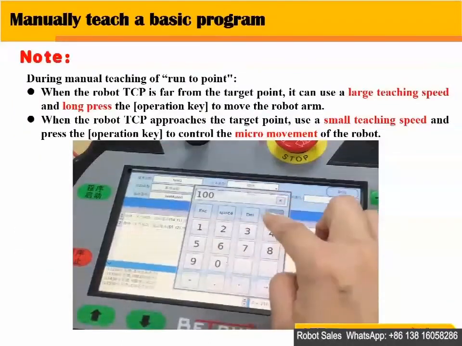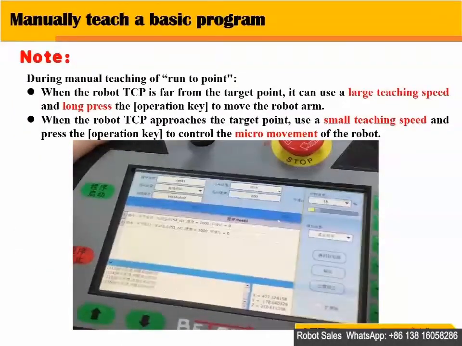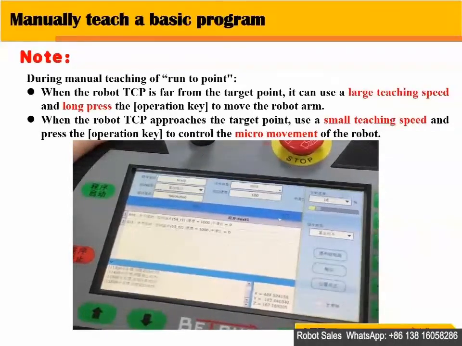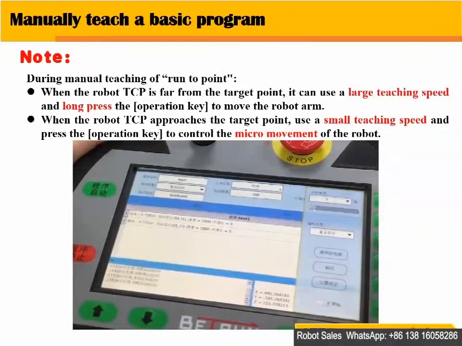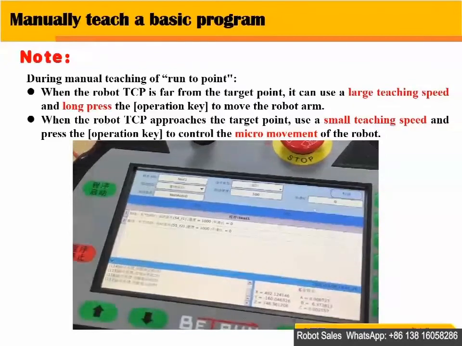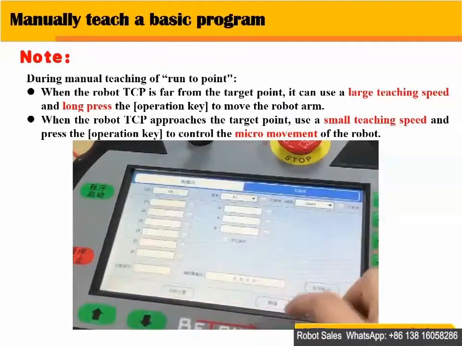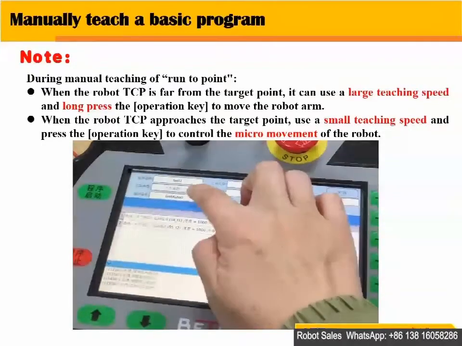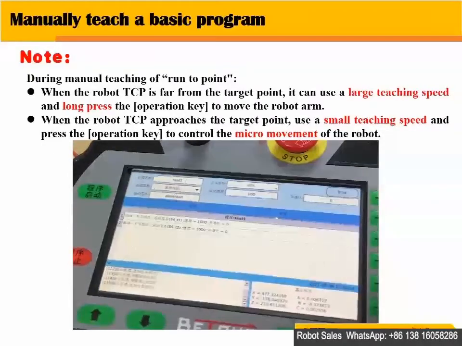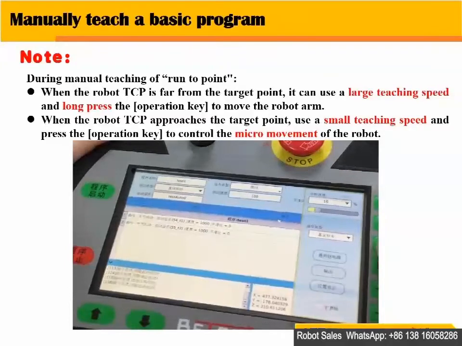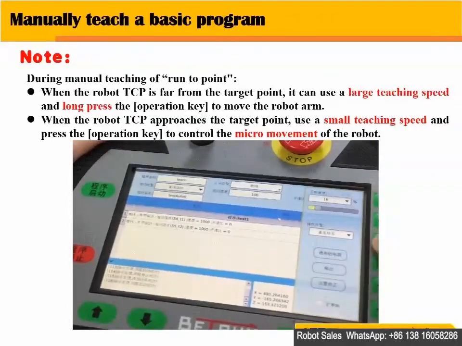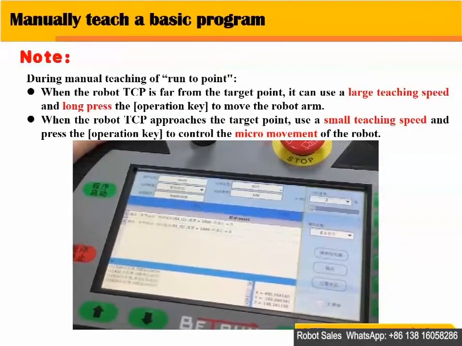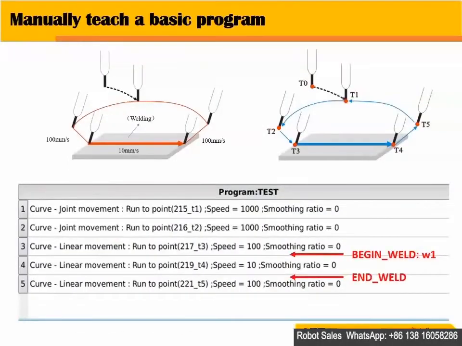During manual teaching of the run-to point, when the robot TCP is far from the target point, it can use a large teaching speed and long press the operation key to move the robot arm. When the robot TCP approaches the target point, use a small teaching speed and press the operation key to control the macro movement of the robot. The final program is shown in the figure.